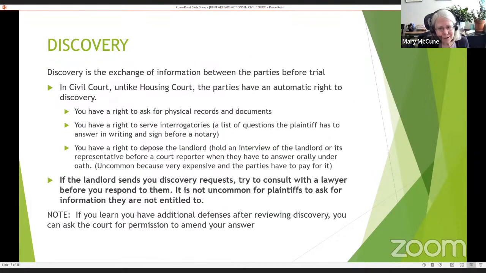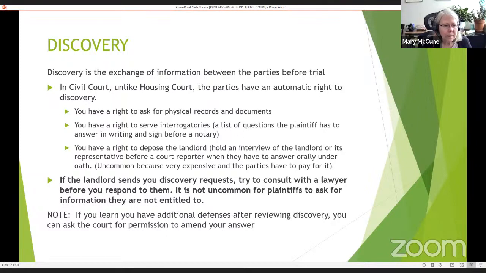What we've all been waiting for, discovery. Discovery is the exchange of information between the parties. It takes place before the case goes to trial. In civil court, unlike housing court, as I mentioned earlier, it's automatic. You don't have to ask for permission. You have a right to ask for physical records and documents.